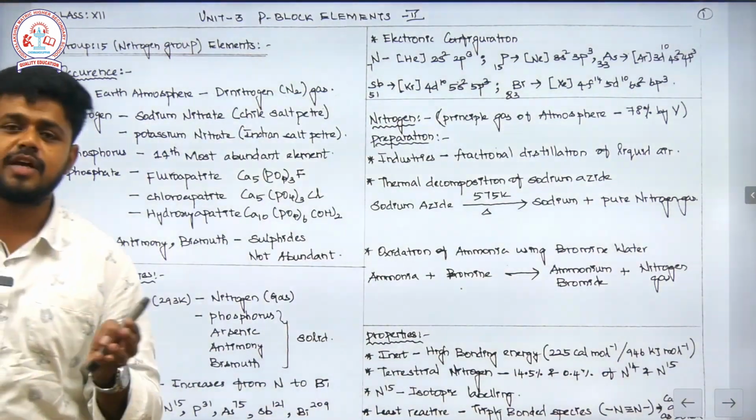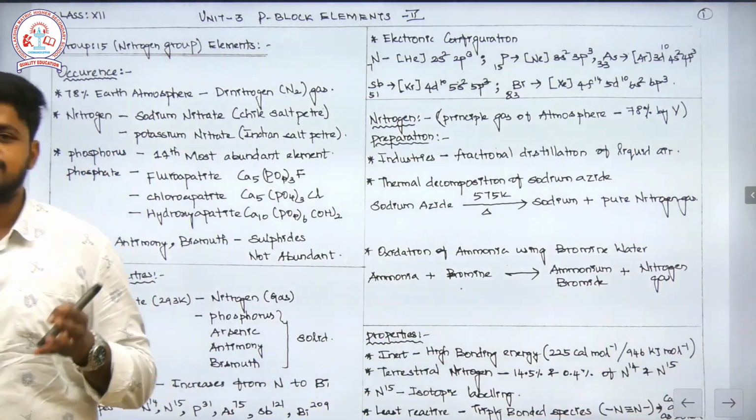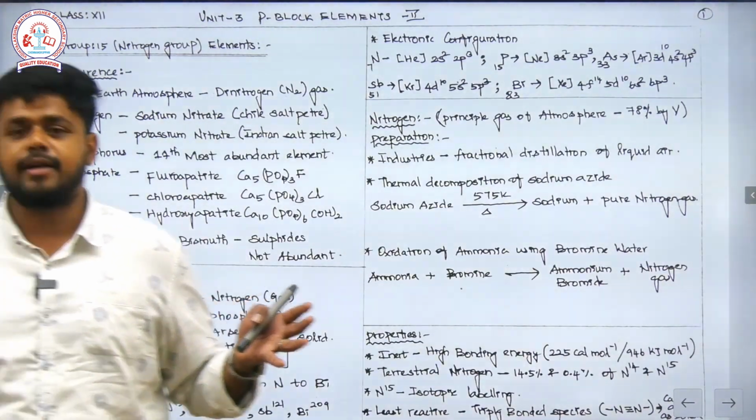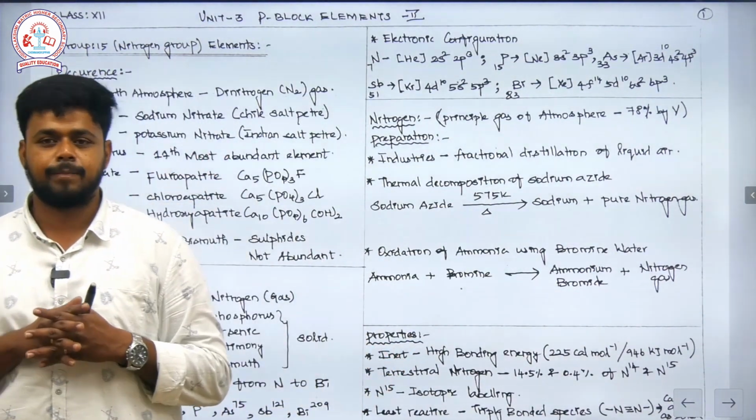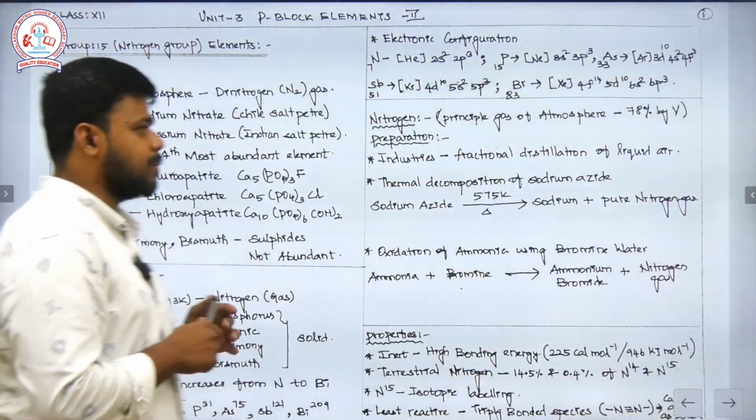The rest of the elements, antimony, bismuth and arsenic, exist in the form of sulfides, which are not at all abundant. It is very clear. Then, looking into its physical properties.